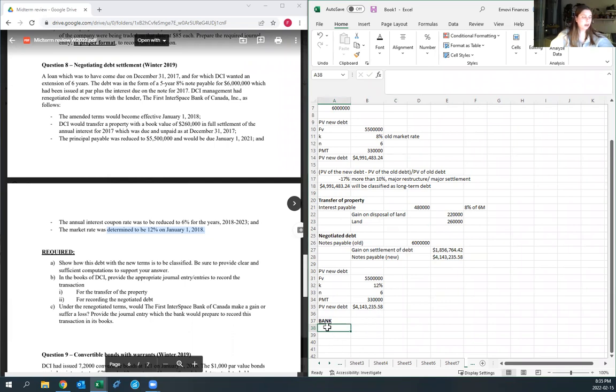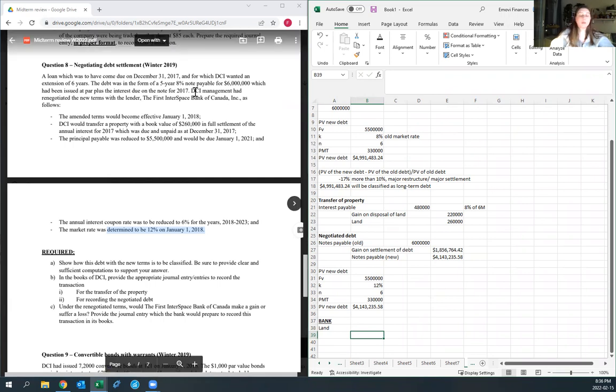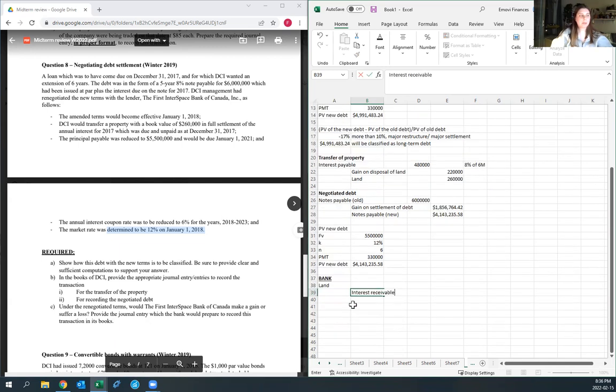So the land here, they don't give us any mention. The bank records the land at the fair value in the market. They don't give us the fair value of the land, so I'm going to assume that its fair value is equal to the interest amount that DCI was supposed to pay. If they give you a fair value amount, then the difference between the fair value of the land and the interest amount that was supposed to be paid is going to be recorded as a gain or loss. And here I'm going to come and reduce my interest receivable because now it's the bank, so they were supposed to receive that amount, 480,000.